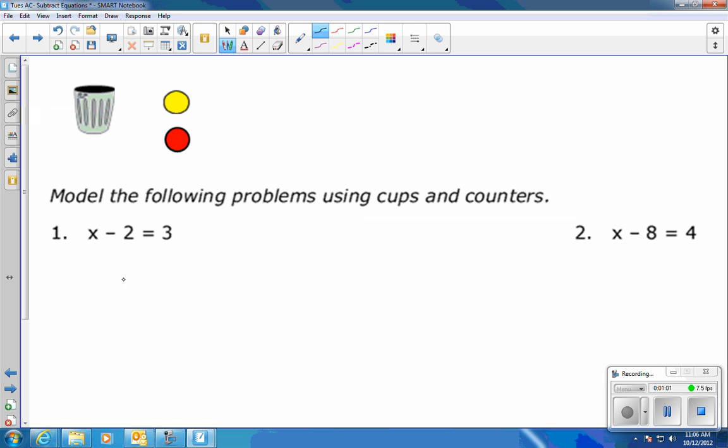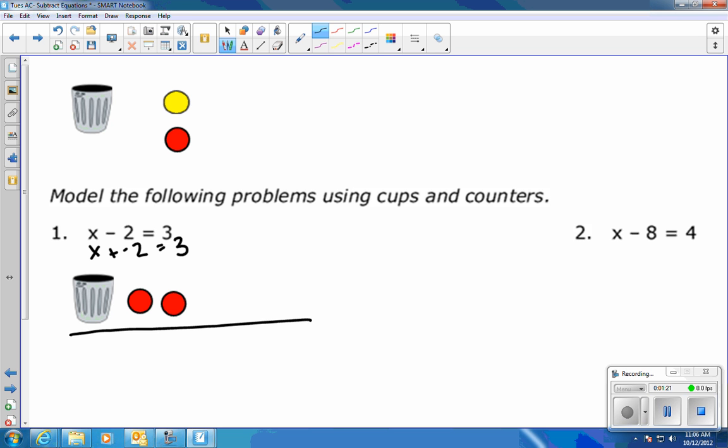So on this problem, we're going to do x minus 2 equals 3. So x is going to be my trash can, and for the minus 2, I'm going to put 2 negatives. So add the opposite. And that should equal, I'm going to use a balanced scale because I don't want any symbols, a positive 3.